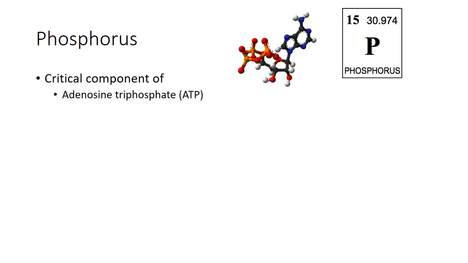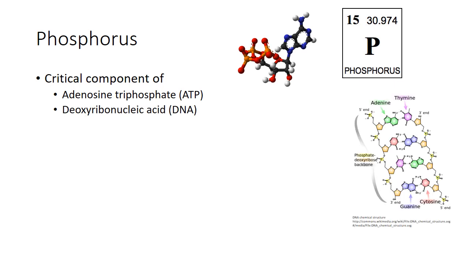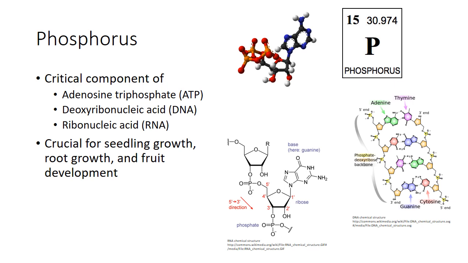Phosphorus is a component of some pretty important compounds like adenosine triphosphate, or ATP, which is basically the energy currency that your bodies use, as well as the bodies of plants, to circulate energy throughout the entire organism. It's also a critical component of DNA as well as RNA. Knowing all this, it's clear that phosphorus is crucial for seedling growth, root growth, fruit development, and so on. So phosphorus is important to a lot of different aspects of plants.